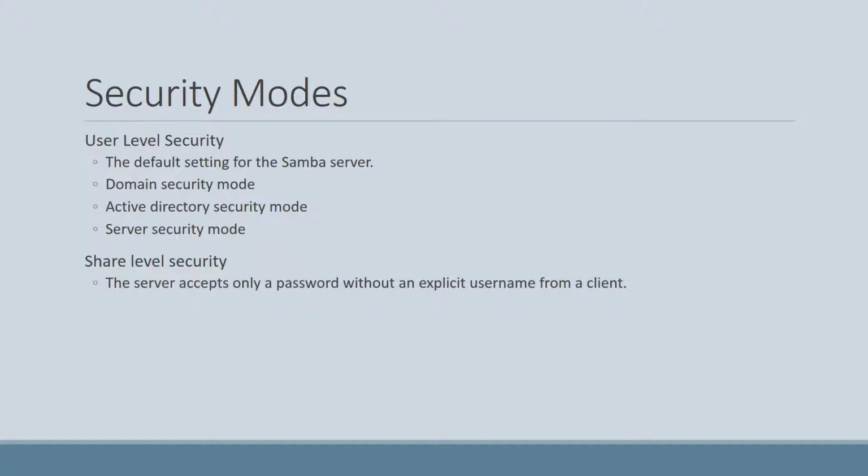We also have the server security mode. Server security mode previously was used when Samba was not capable of acting as a domain server.